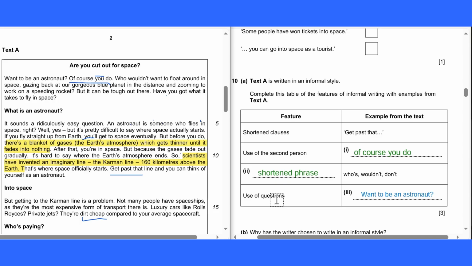Alright, now use of questions. You can see from here, want to be an astronaut, alright, or there are others that you can use, like in here we can use private jets. Okay, so luxury cars like Rolls Royce, private jet. That is the use of questions here. Okay, let's move on to the next question.